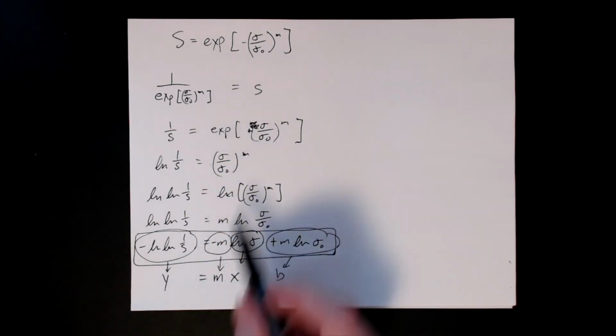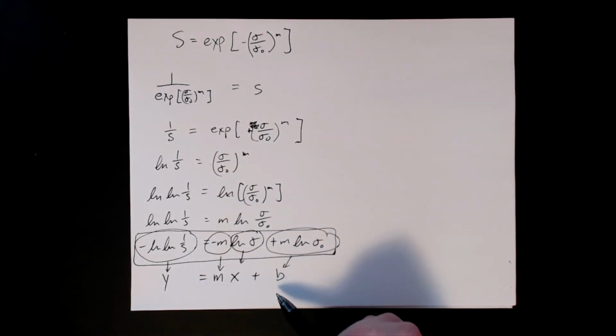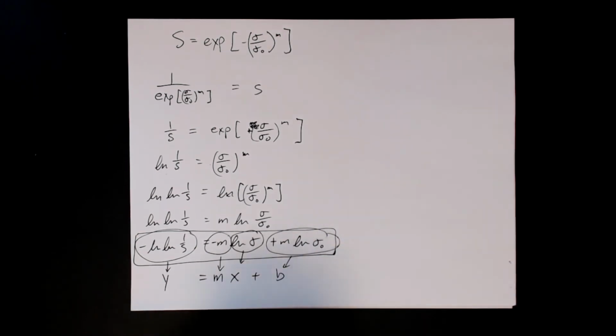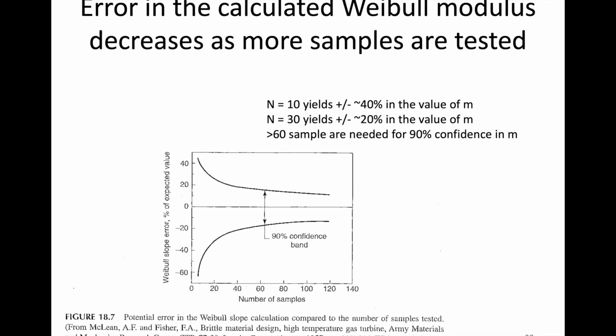So that's how we get from here to here, and why it's useful and why you want to do this. All right, for a second, let's look at the error involved in calculating the modulus, or m. So we see that the error depends on the number of samples tested. So the error decreases with more samples tested.